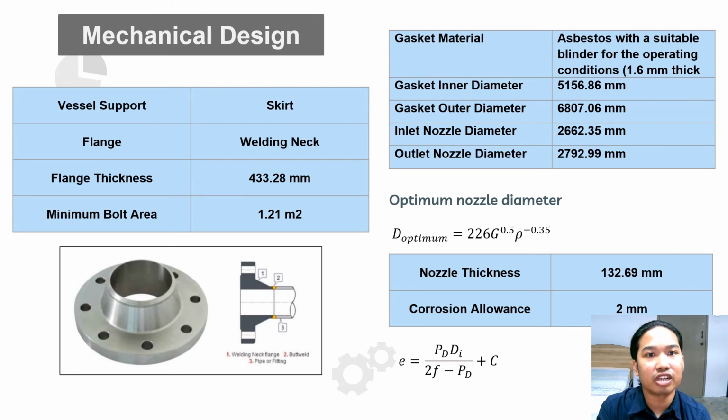while 2792.99 mm for the outlet diameter. And finally, the nozzle thickness was also calculated based on this formula. Taking into account the corrosion allowance of 2 mm, we get 132.69 mm for the nozzle thickness.